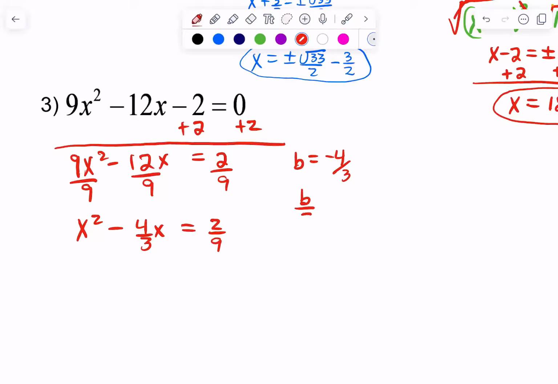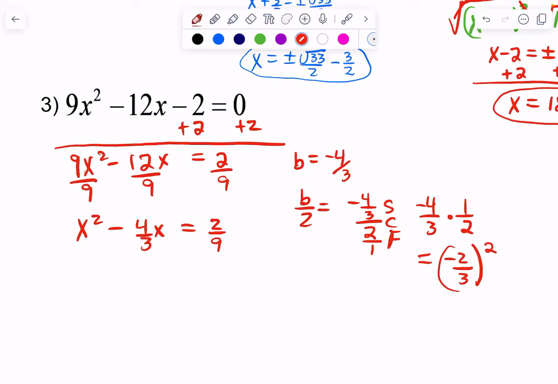My b over 2, please pay attention to this. This is b over 2. Remember that the 2 here has an invisible 1. That's 2 over 1. So we're going to stay, change, flip. So my b over 2 here is really negative 2/3, and that's what we're going to square. Because remember, we always need b over 2 squared.